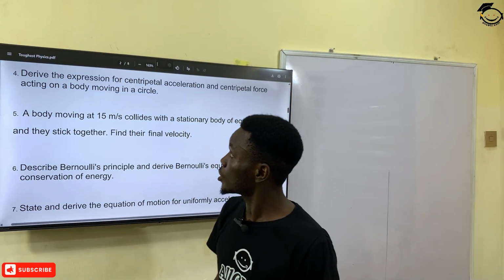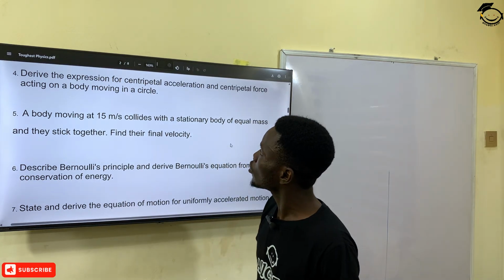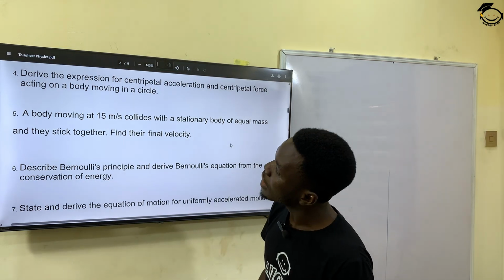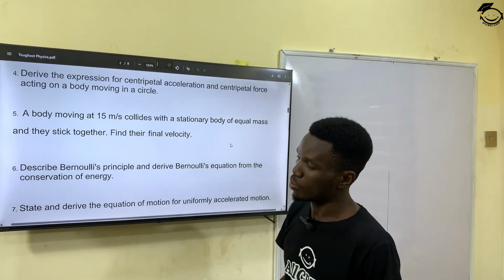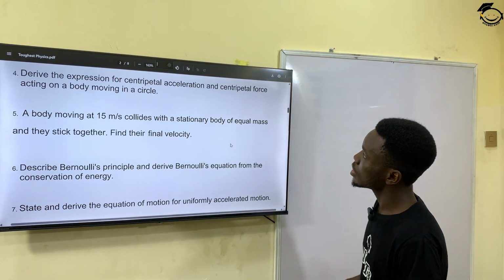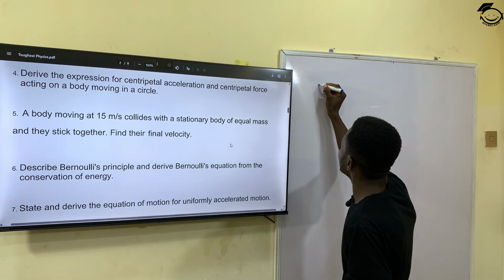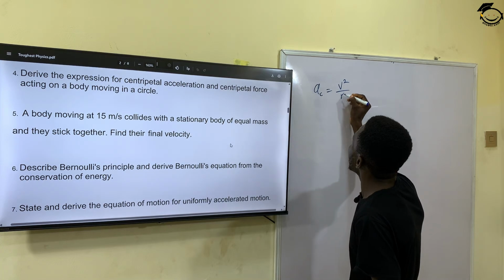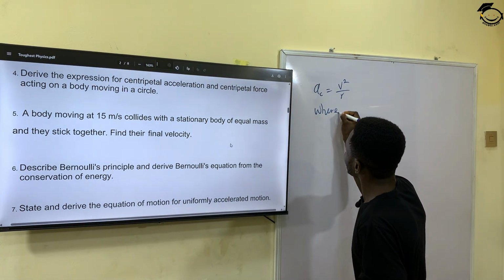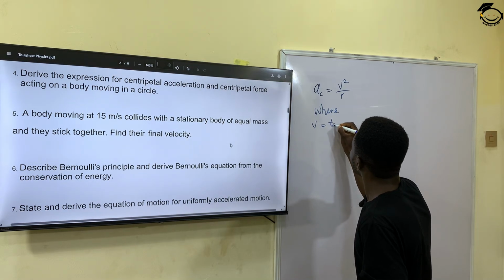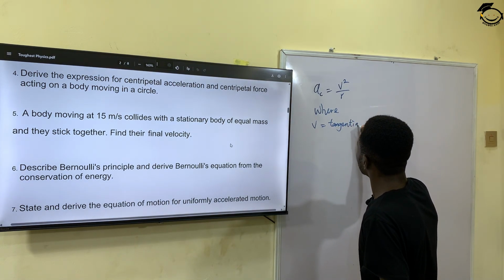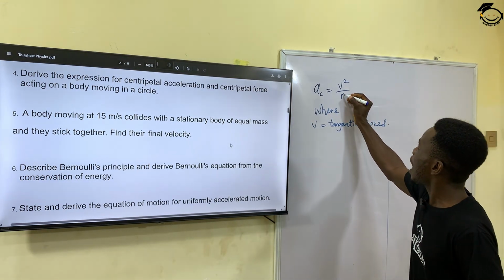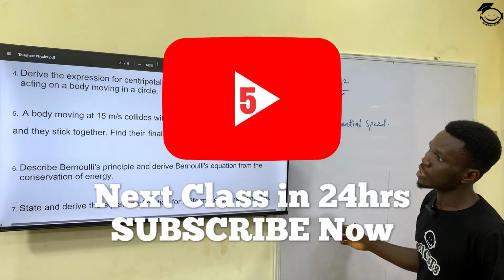Moving on to question number 4. It says derive the expression for centripetal acceleration and centripetal force acting on a body moving in a circle. So we're trying to get centripetal acceleration and centripetal force. Please note that our centripetal acceleration is equal to v squared over r, where v is the tangential speed.